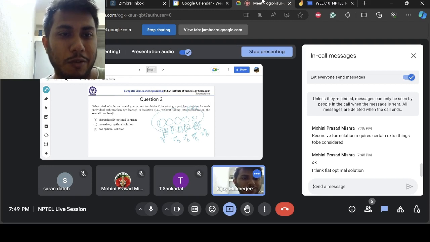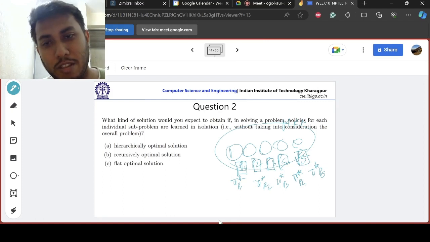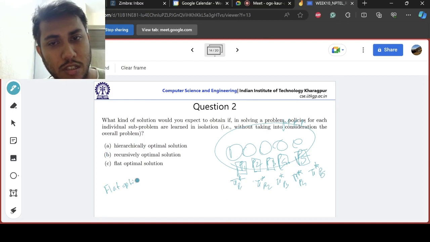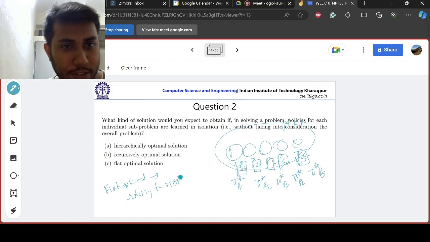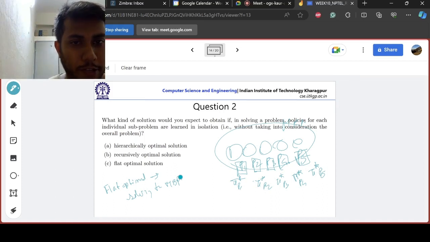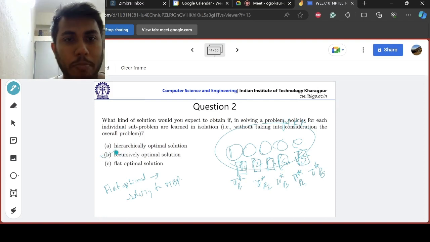Why flat optimal? What is flat optimal? Flat optimal is solving the MDP. What we are trying to do is solve the subproblems in isolation. It thinks that there is no relation between P1, P2, P3, P4 and P5. So it will be a recursive solution, right? Because there is no relation between P1, P2, P3, P4.